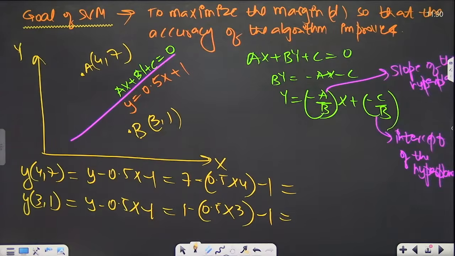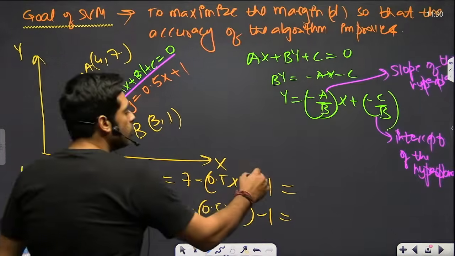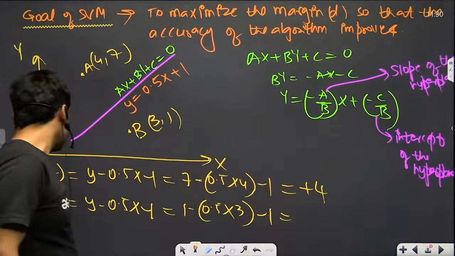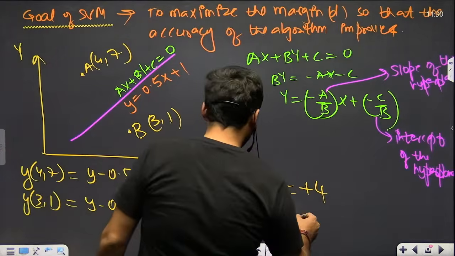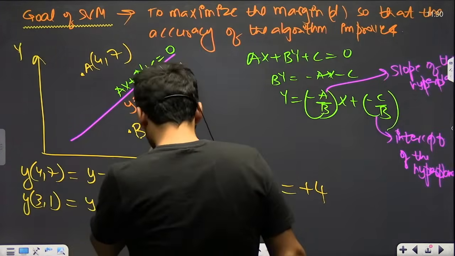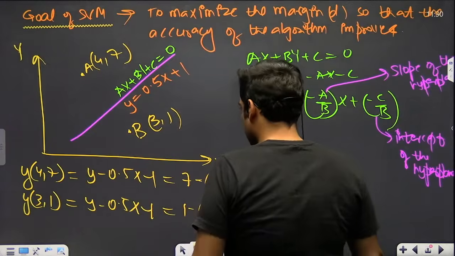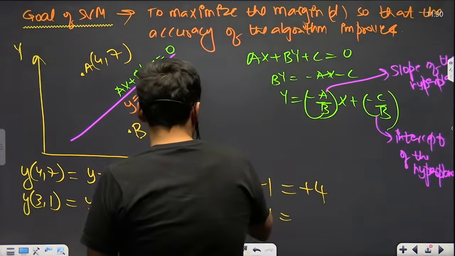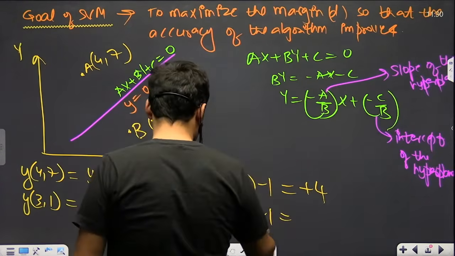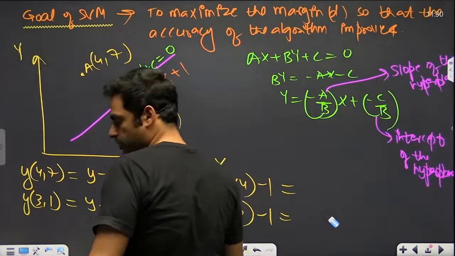Okay, so if you just see y of 4 comma 7, no, so you would be getting positive value. Okay, here you would be getting positive 4. So you would be getting plus 4, and y of 3 comma 1, so here you would be getting negative of 12. No, I'll just calculate it again. Yes, 7 minus 1. Just a second. Let's calculate this.